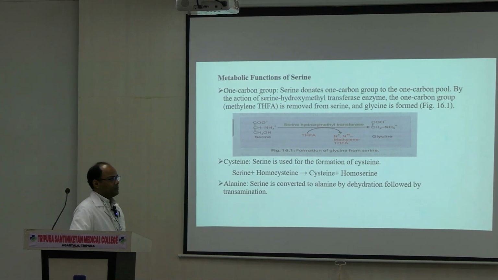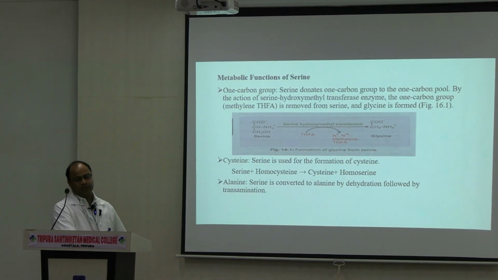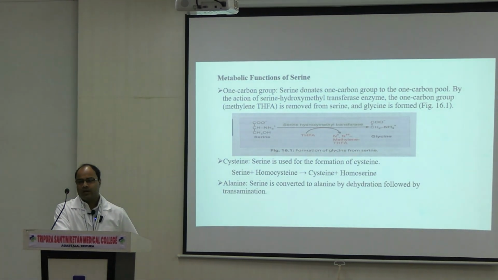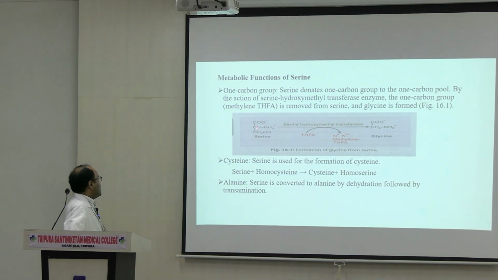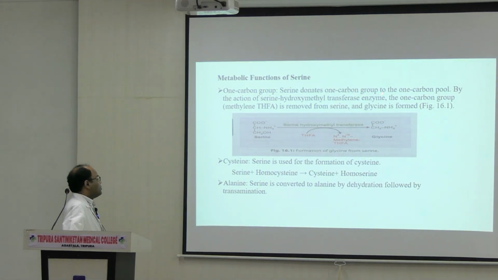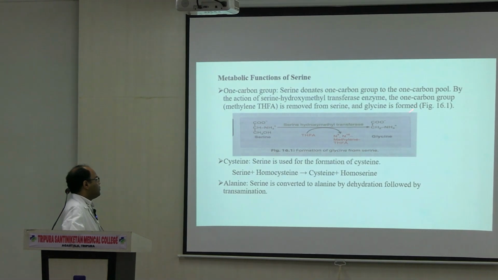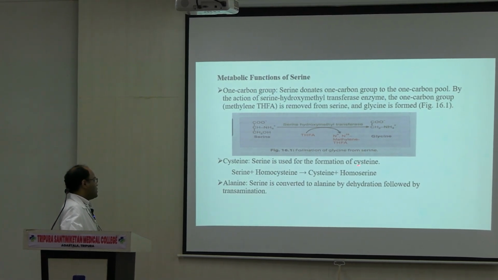Metabolic function of serine. You see, serine is very important. You may get a short note or long question from serine. Read this very carefully. One carbon group: serine donates one carbon group to the one carbon pool by the action of the serine hydroxymethyl transferase enzyme. The one carbon group methylene tetrahydrofolate is removed from serine and glycine is formed. This is the first metabolic function. Next is cysteine. Serine is used for the formation of cysteine. Serine plus homocysteine form cysteine plus homoserine.